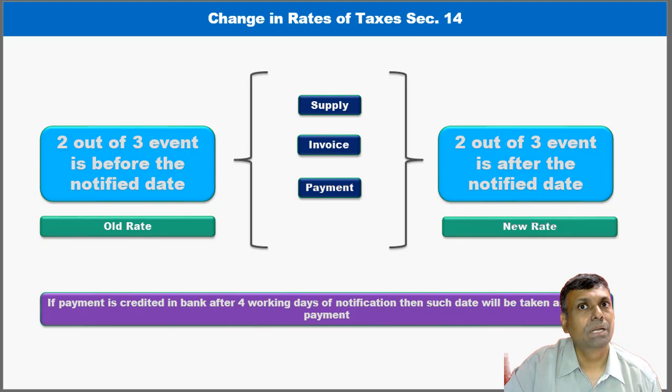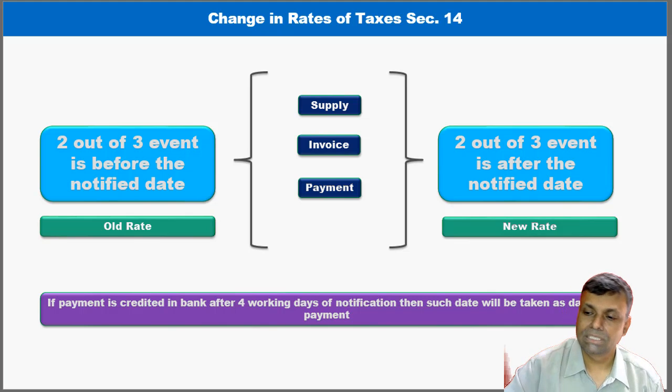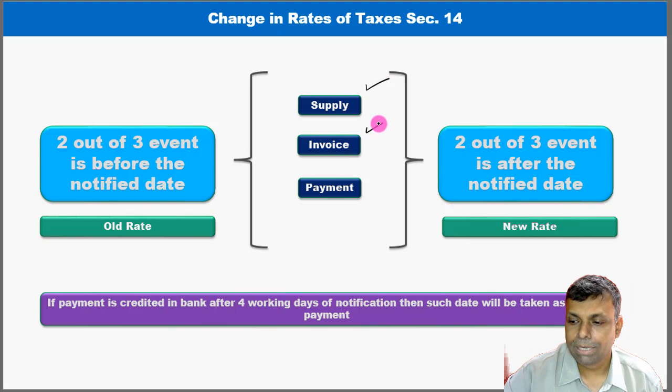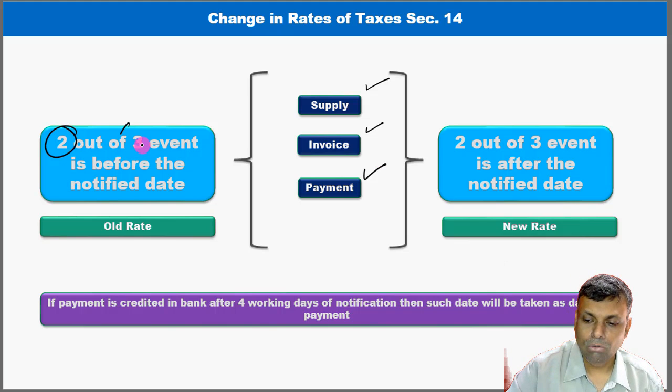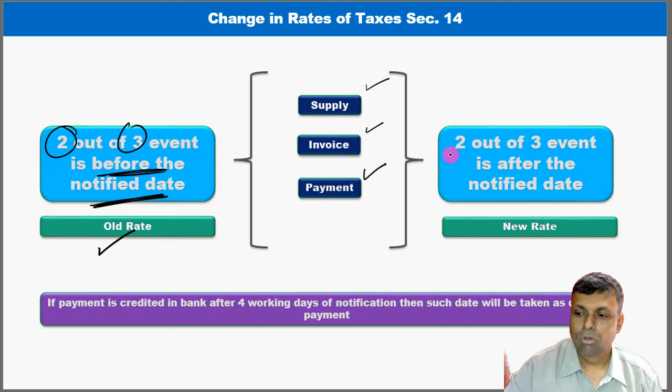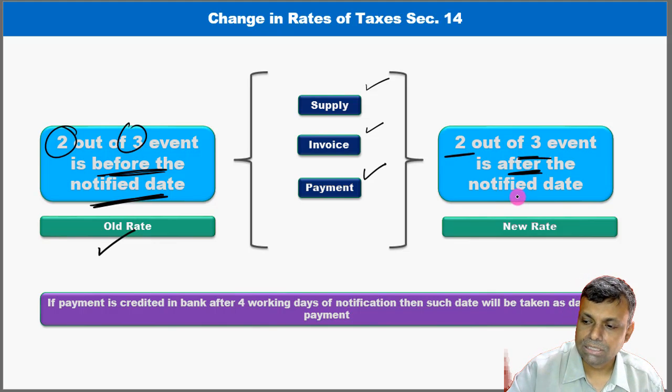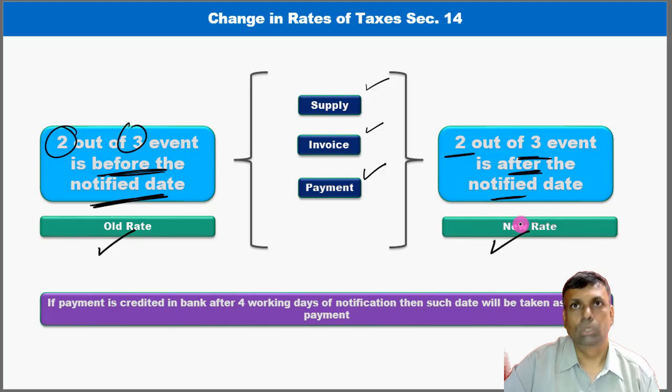So when you have this double mind, section 14 comes to your help, and section 14 says that look at the date of supply, look at the date of invoice, look at the date of payment. I repeat, look at the date of supply, look at the date of invoice, look at the date of payment. There are 3 events. If 2 out of the 3 events are before the notified date, in that case you will get the old rate, or if 2 out of the 3 events are after the notified date, then you will get the new rate. So that is as simple a provision as that.